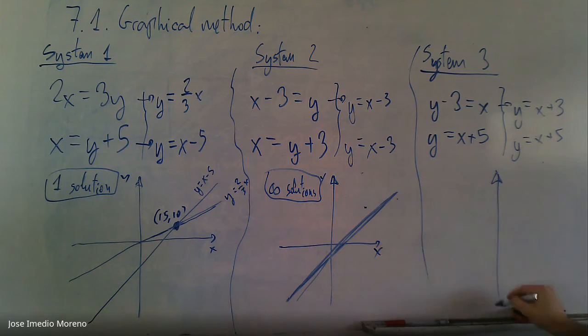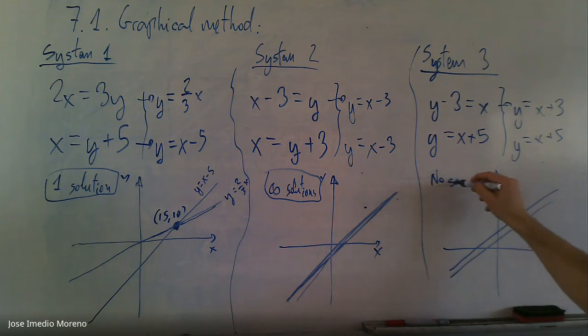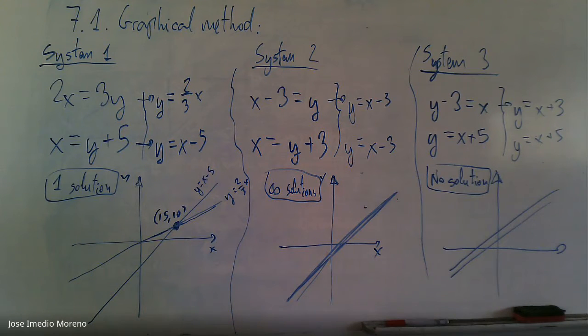If I draw this, x plus 3 would look like this, x plus 5 would look like this, so they are two parallel lines. Here, there is no solution. If there are two parallel lines, there is no solution.